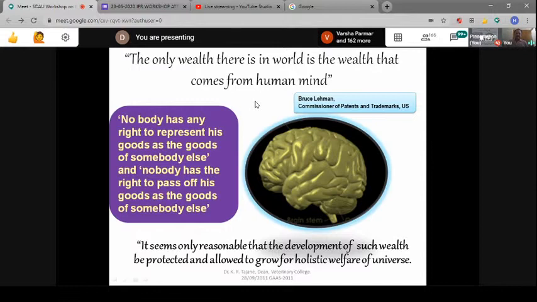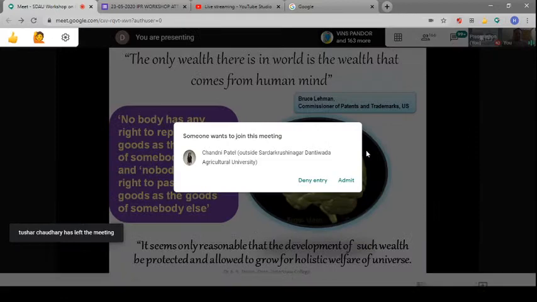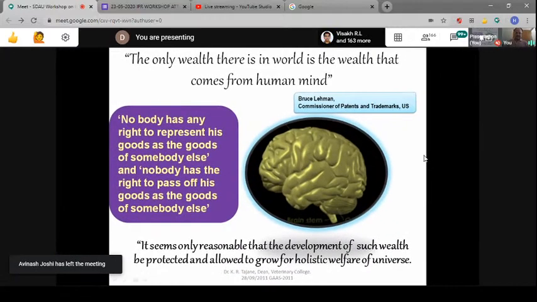Whatever wealth you are able to see in this world is the wealth that comes from the human mind. Whatever you see in your laboratory, in science, technology, new building designs, new varieties of seed, new breeds of animals, new strains of bacteria, the original source is the human mind, and that is the only wealth in this world. Whatever wealth you see always comes from the mind. That is the broader perspective of intellectual property rights.